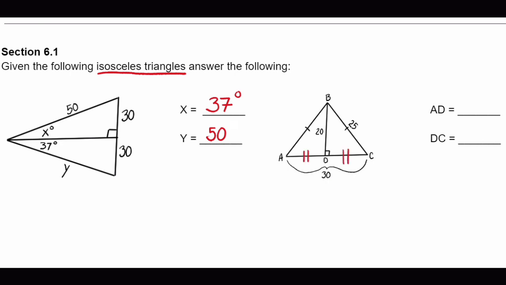Since ABC is an isosceles triangle, and we know that AB and BC are the congruent sides, and we notice that BD is perpendicular to line AC, that means that AD and DC are congruent. Half of 30 is 15. That means that AD is 15 and DC is 15.